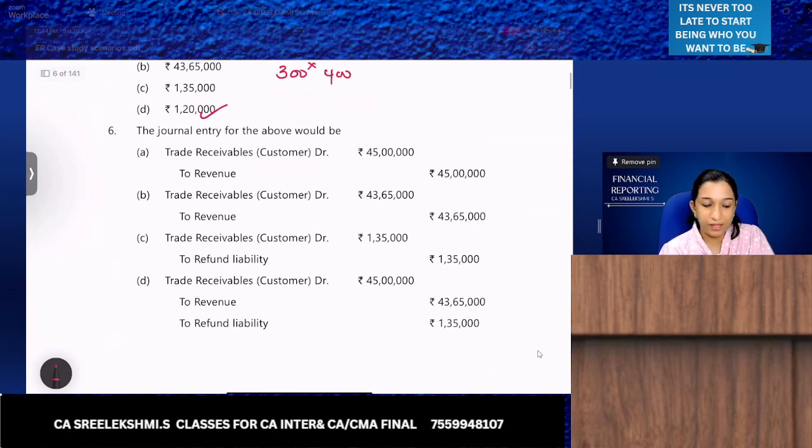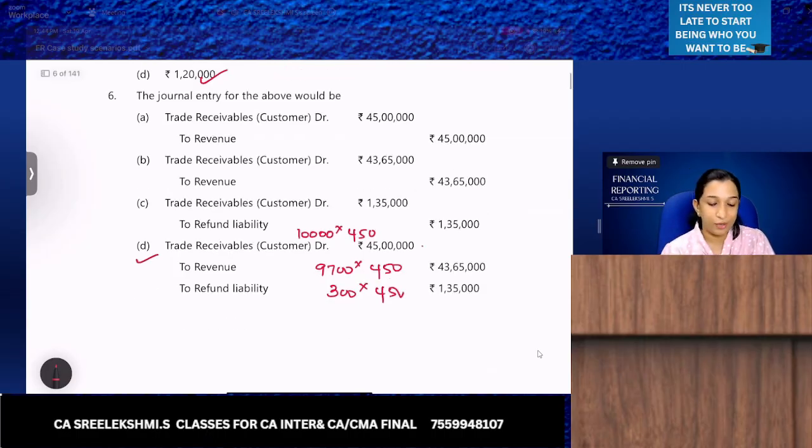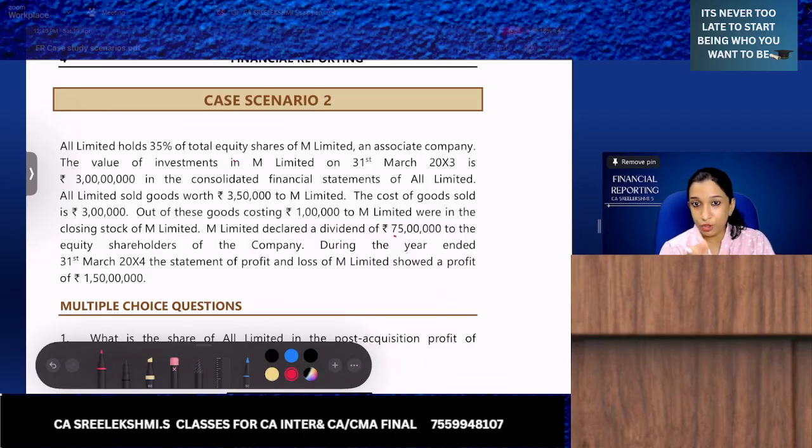Journal entry will be trade receivables debit, because 10,000 into 450. Revenue 9,700 into 450, and refund liability 300 into 450. So case study scenario 1 is done. Now, case study scenario number 2.